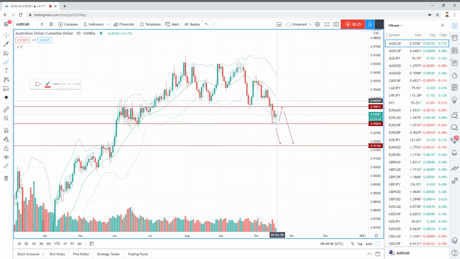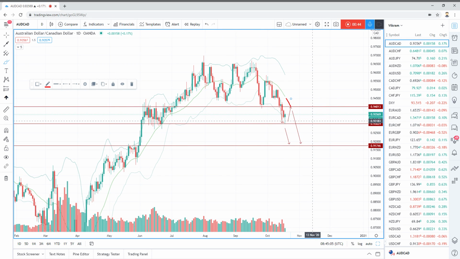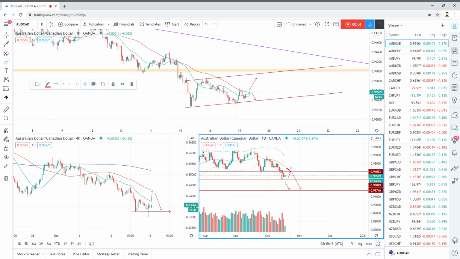What we can also see is it is below the Bollinger Band middle band, and the band is pointing lower. So we expect this middle band again to offer resistance. So overall, as per the daily chart, the price is in a downtrend. Now let's move to a lower time frame to see if we can find some trading opportunities.